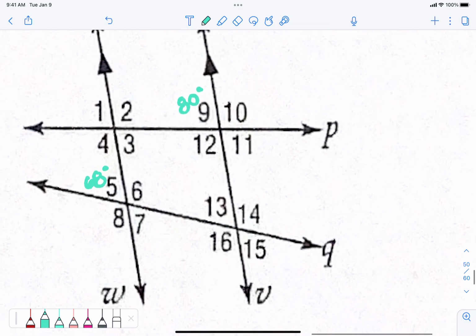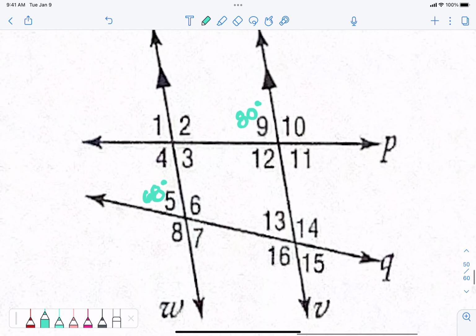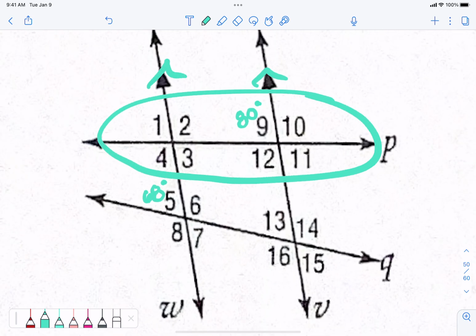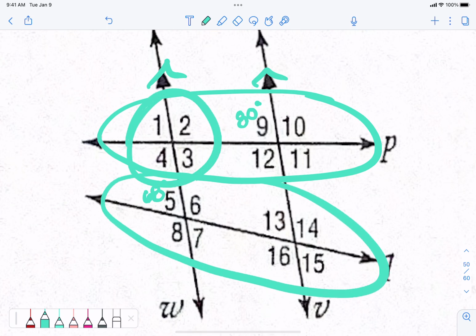Now, it's important to note that the two lines that are parallel are these two, okay? So these intersections are going to be the same, and these intersections are going to be the same. So 68 degrees will not be up here, because that doesn't follow along that parallel line. So those groupings will have the same measure.